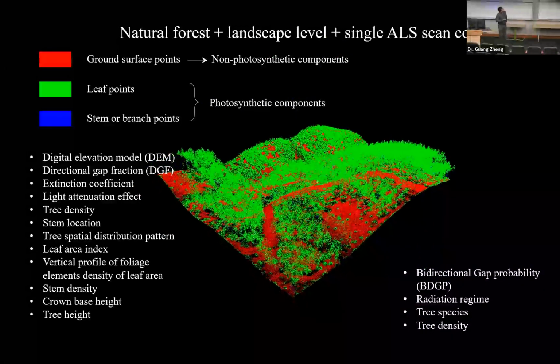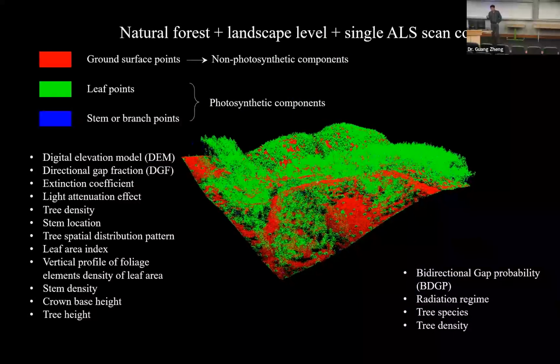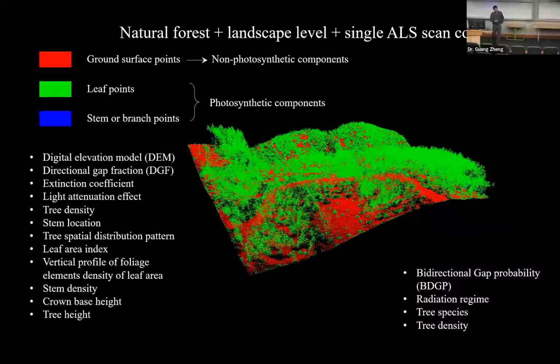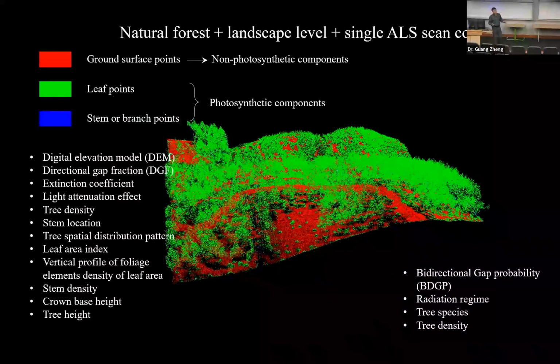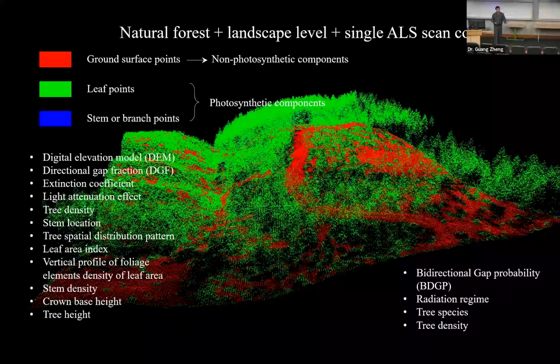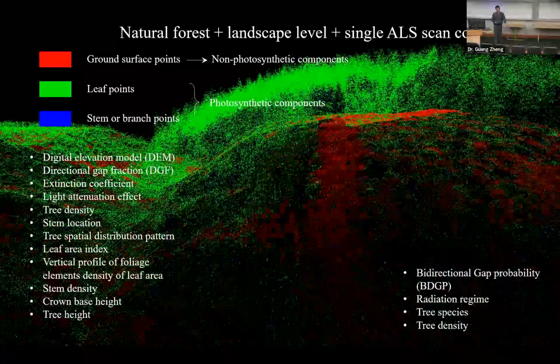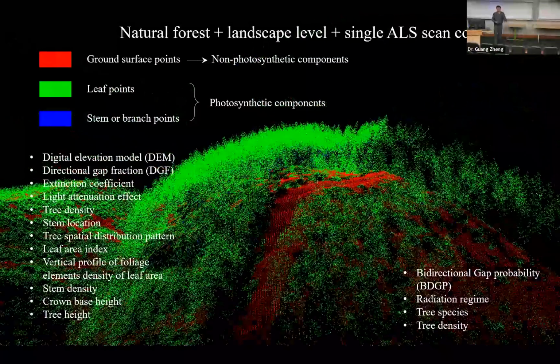And we apply a similar method to the ALS data. And we can clearly see here, there are not too many blue points. That's just because of the top-down scanning of the ALS systems. They cannot really see the stems and branches, right?